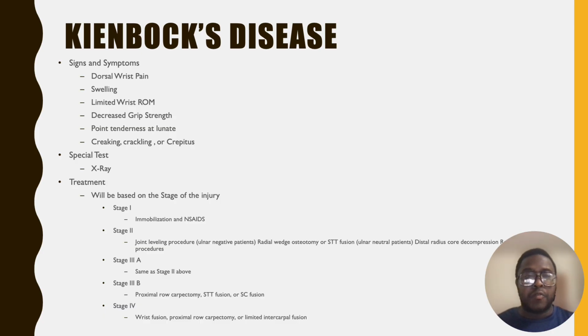So going here, stage 1 is immobilization with NSAID medications. Stage 2 is joint leveling procedures or STT fusion, ulnar lengthening, and dorsal radius core decompression. Stage 3A will be the same as stage 2. Stage 3B is proximal row carpectomy, STT fusion, or SC fusion. Stage 4 is wrist fusion, proximal row carpectomy, or limited intercarpal fusion.